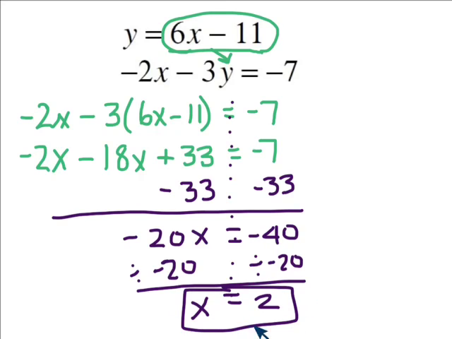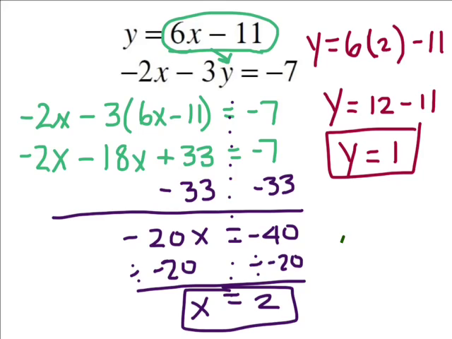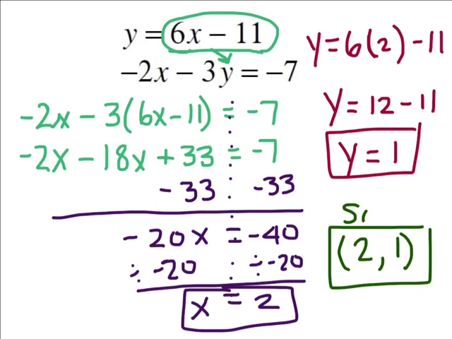Take this and plug it into here. Alright, so let's do that. So we get 6 times 2 minus 11, and that equals y. Y equals 12 minus 11. Y equals 1. Almost done. We've got one more thing to do, and that is to write our ordered pair. 2, 1 is our solution.